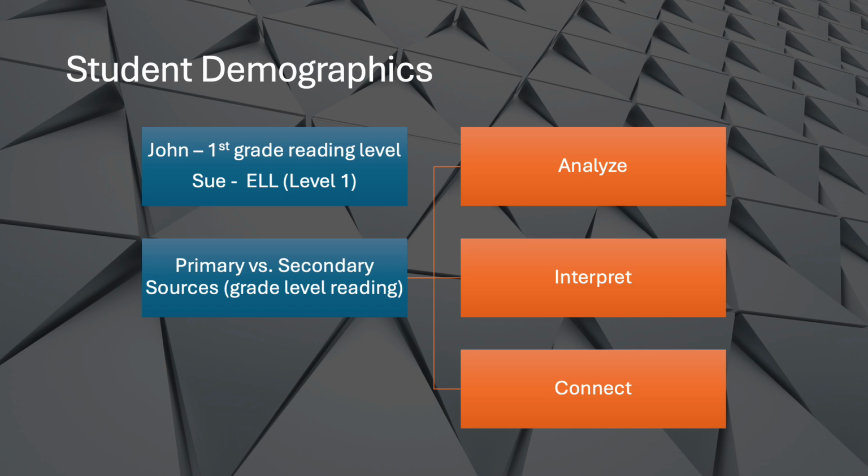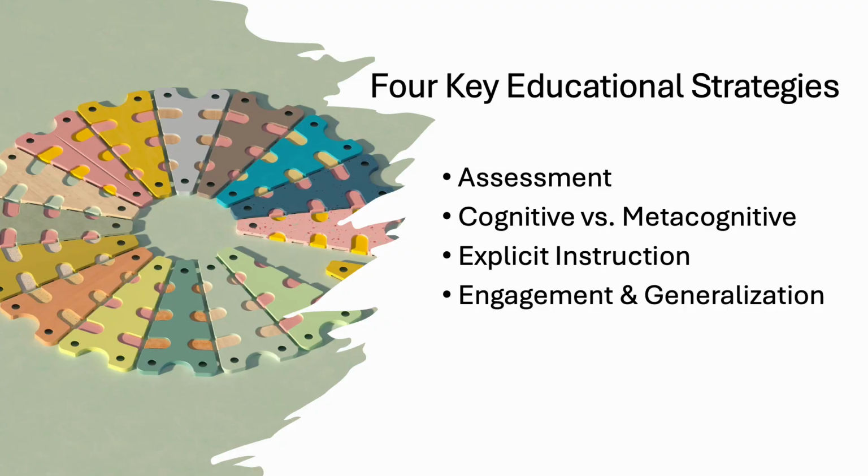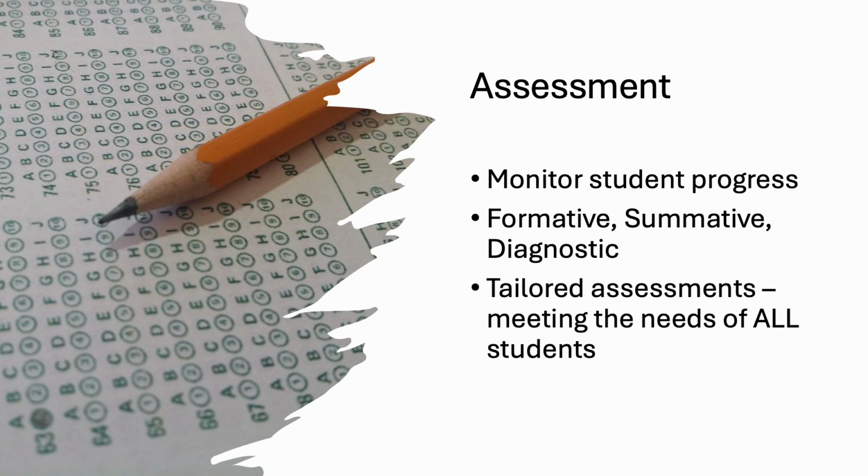So taking the two students, John and Sue, we're going to use the pseudonyms John and Sue for protection of privacy, and how do we get those students to be bought in more and engage more with the learning that is taking place and the content that they're learning, and how they're going to be able to apply that. So looking at the four strategies of assessment using cognitive, metacognitive, explicit instruction, and engagement are the four areas that we're going to focus on.